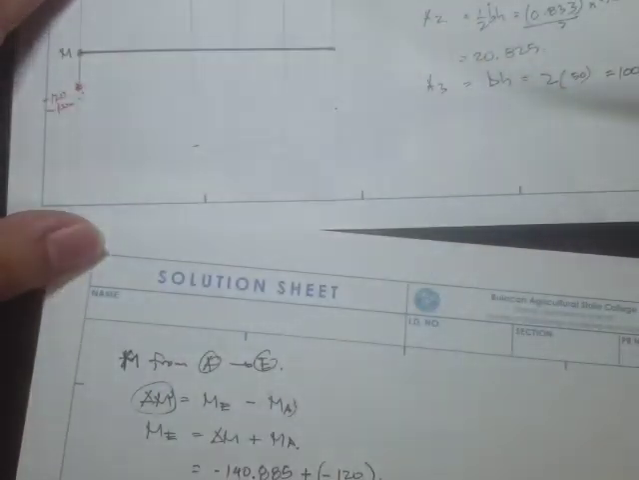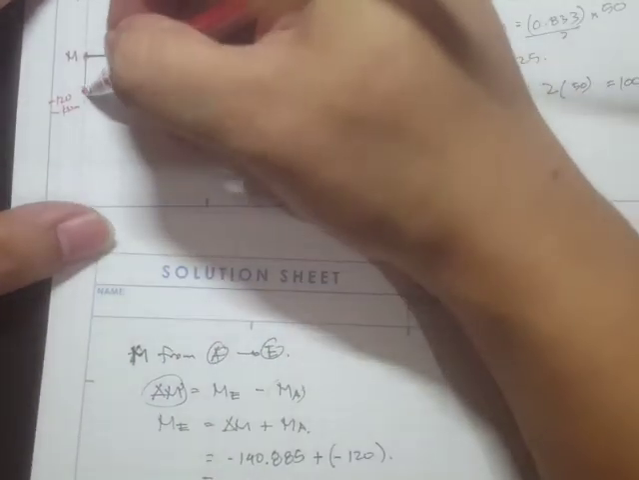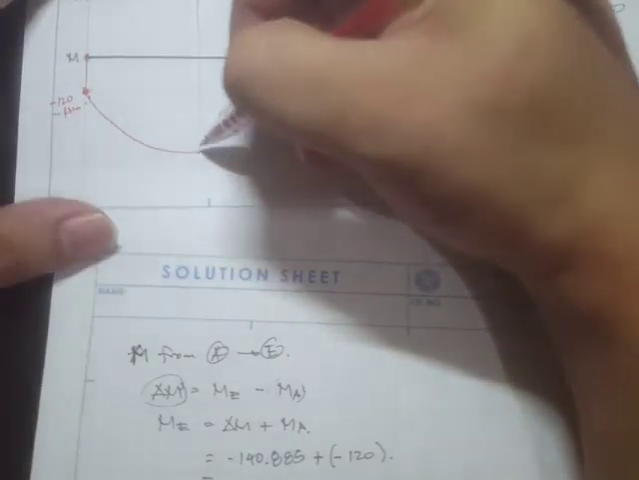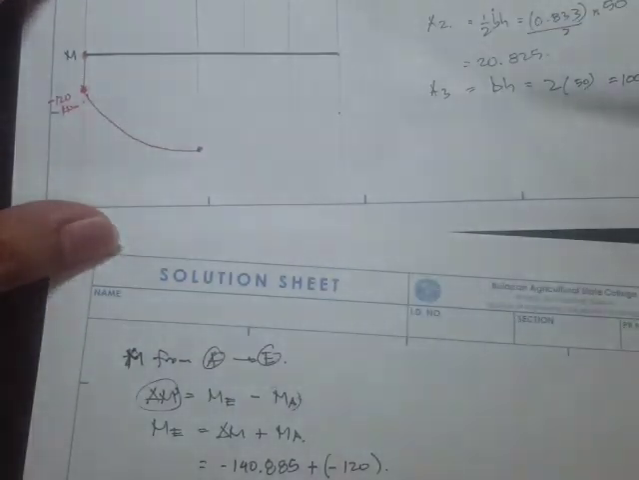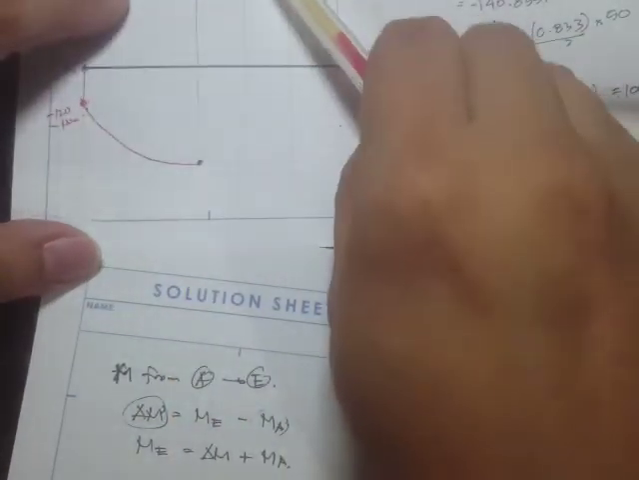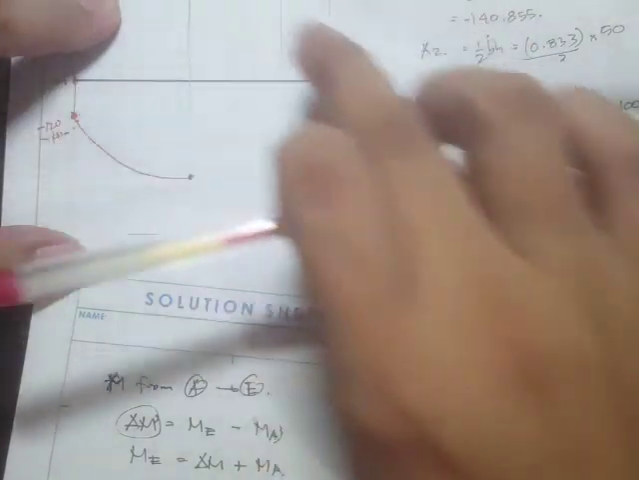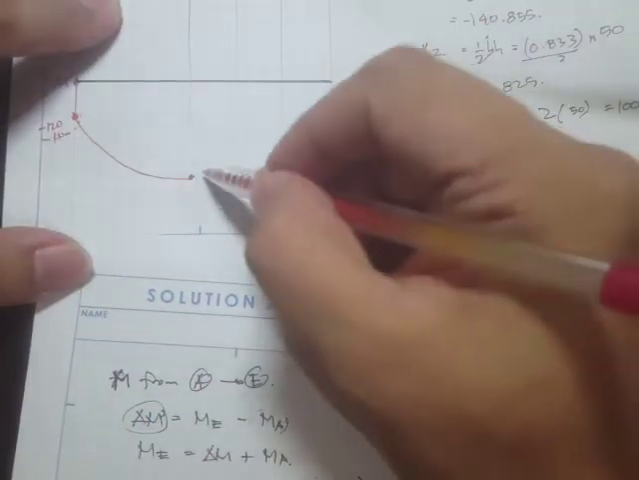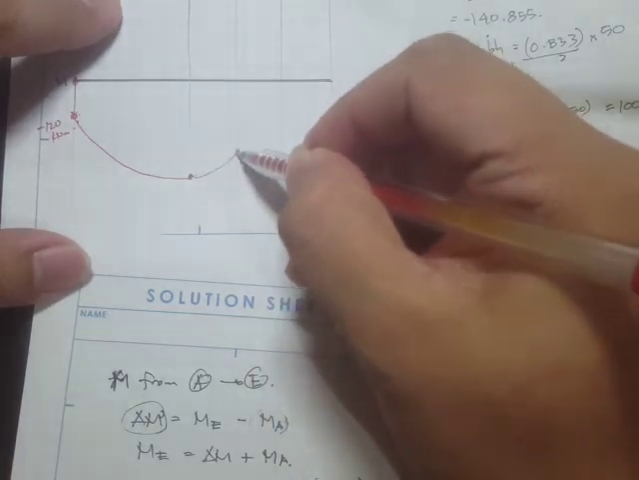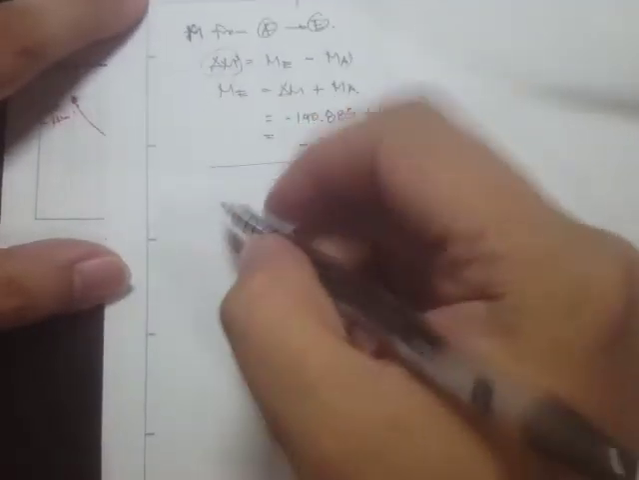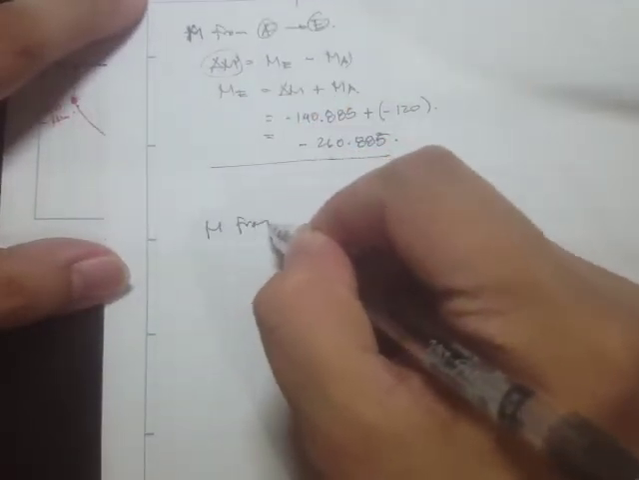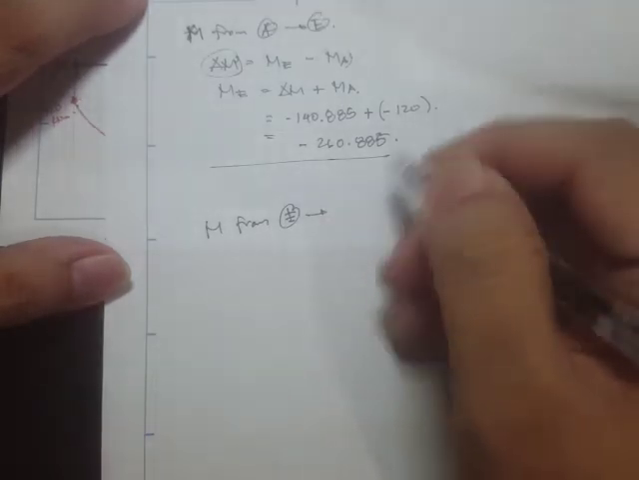Okay, so let's draw it here. Negative 260, and the curve will be something like this. Once it crosses, this is negative, so that's why the slope here is negative. And since from point E to point B, that's a positive slope, it's going to be something like this. It will just continue. But what is this value? So M from E to B.